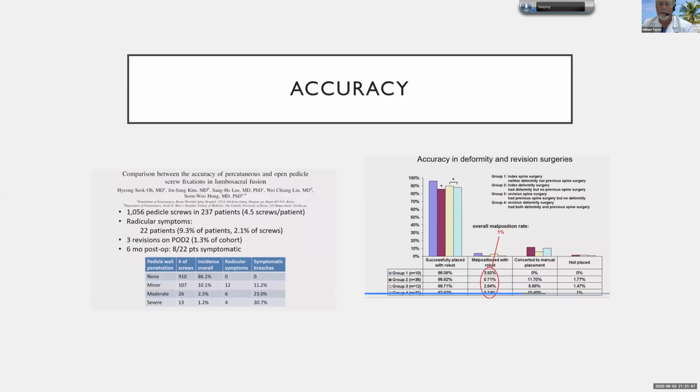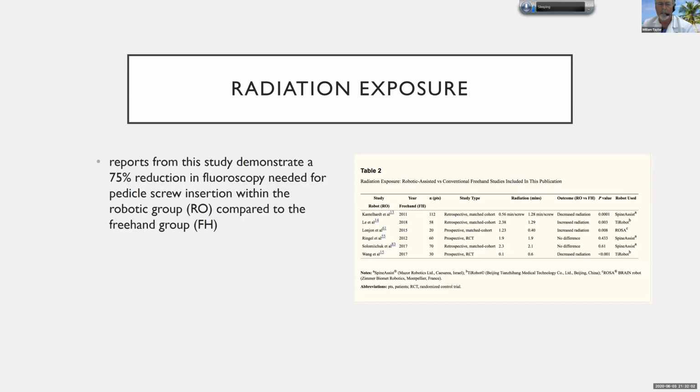The real improvement in accuracy with robotic surgery comes with revision, deformity surgeries, and more difficult surgeries, in that you lose the anatomic landmarks. And that's really what you see with these studies. We see a massive decrease in radiation exposure, which is really nice to be able to do.